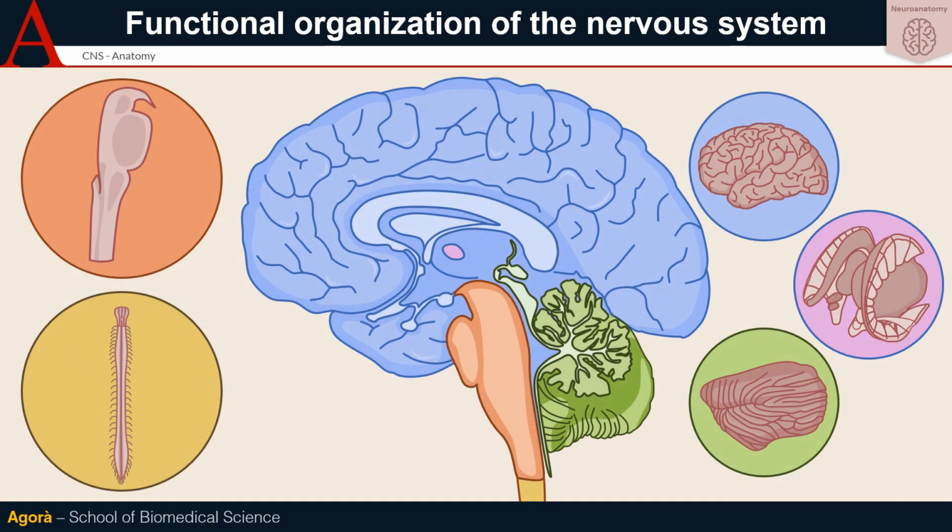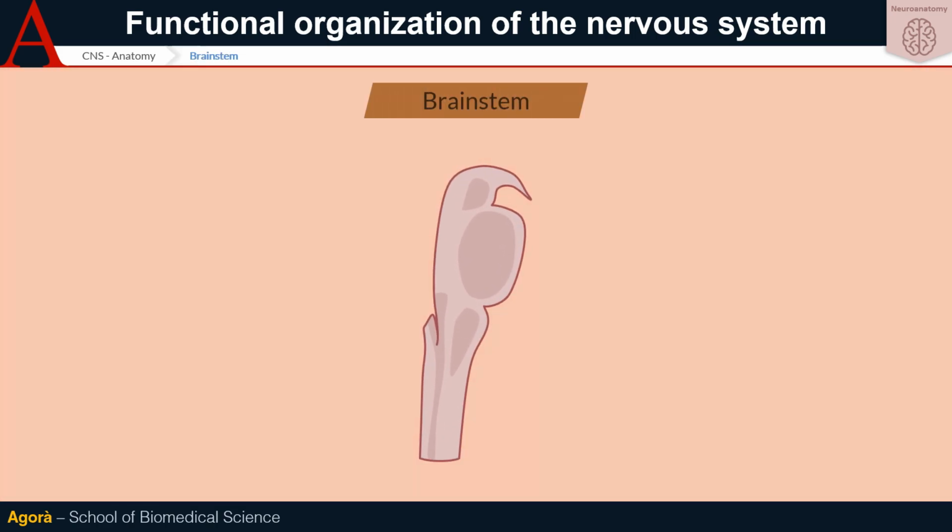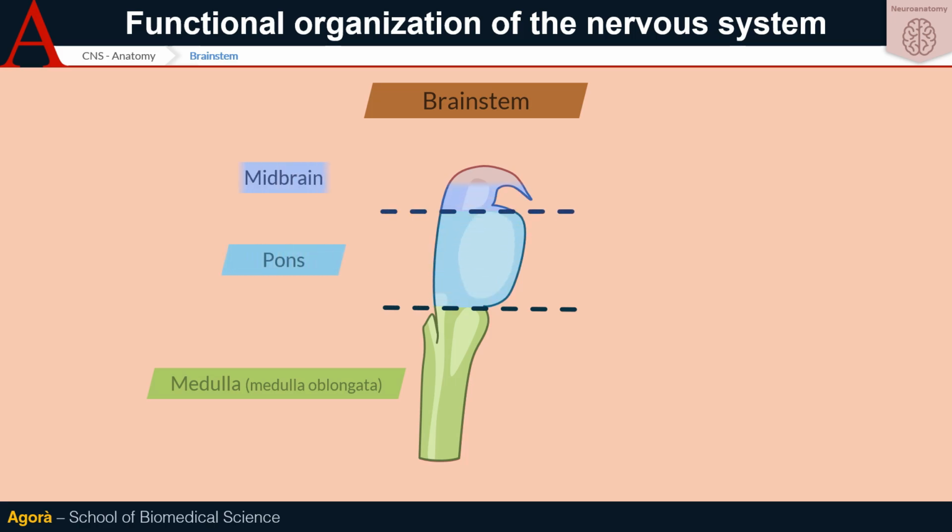Moving upward from the spinal cord, we encounter the brainstem, which serves as its natural extension. In a cordiocranial scan, the brainstem comprises three main regions: the medulla, also known as the medulla oblongata, as it directly continues from the spinal cord, the pons, and the midbrain.